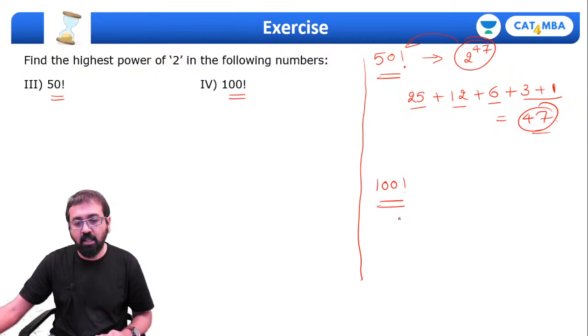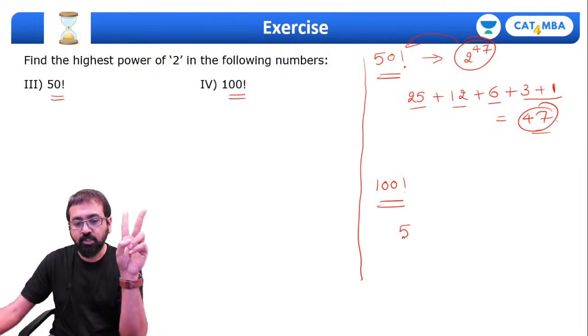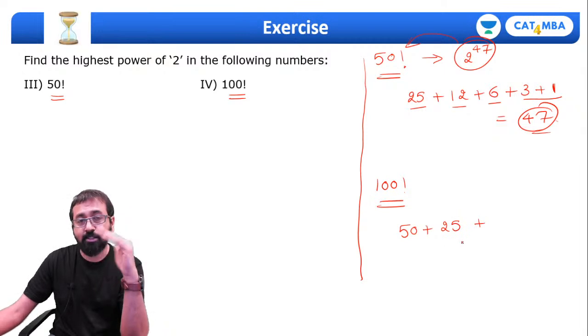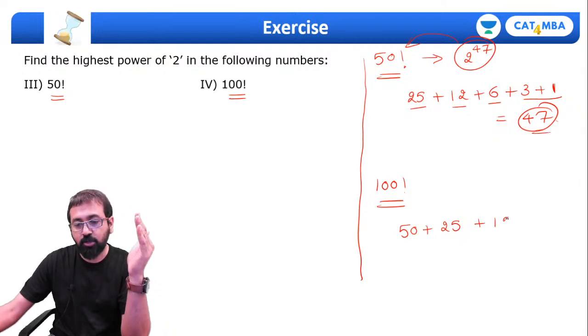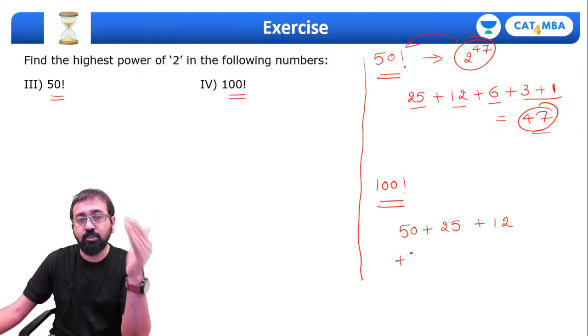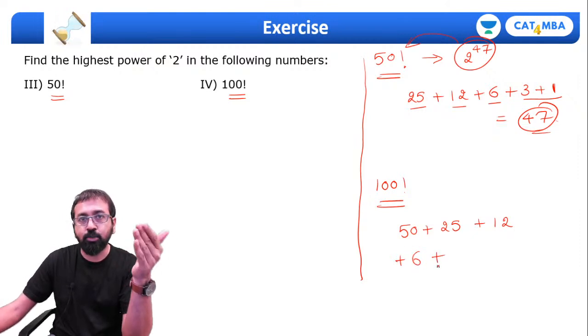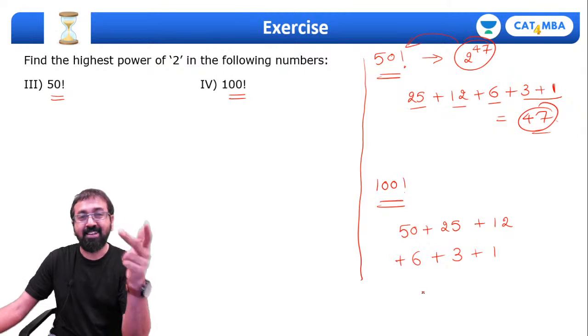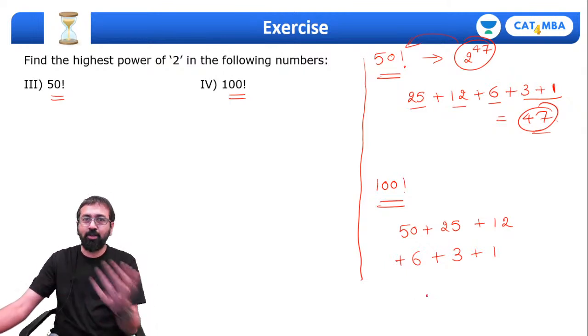So once again, 100 divided by 2 is going to be 50. 100 divided by 4 is going to be 25. Then 100 divided by 8, 12 8s are 96, so the quotient will be 12. Then 100 divided by 16, 16 6s are 96, so the quotient is 6. Then 100 divided by 32, 32 3s are 96, so the quotient is 3. 100 divided by 64, the quotient will be 1. And 100 divided by 128, the quotient becomes 0.